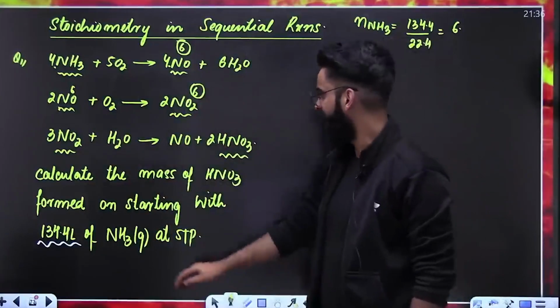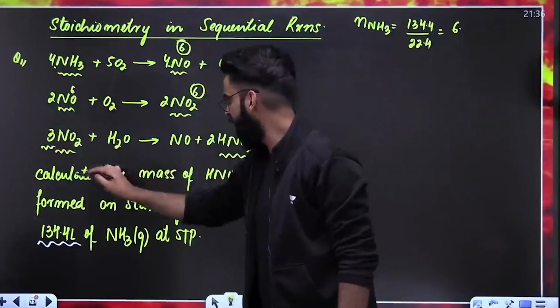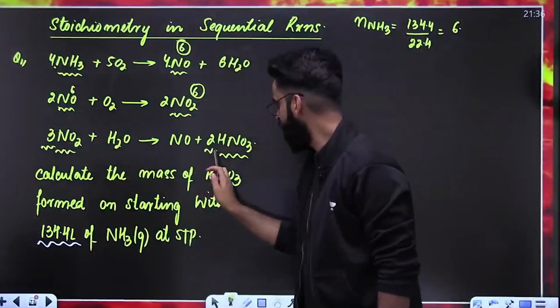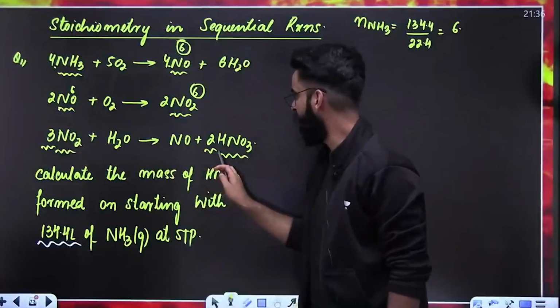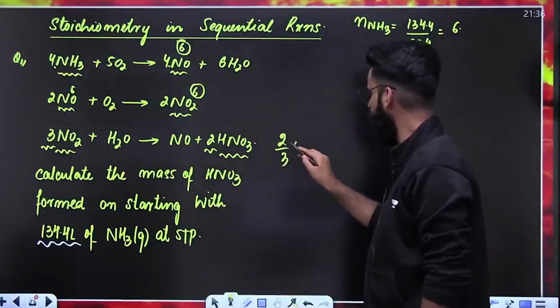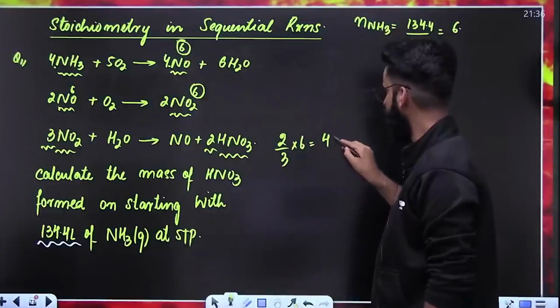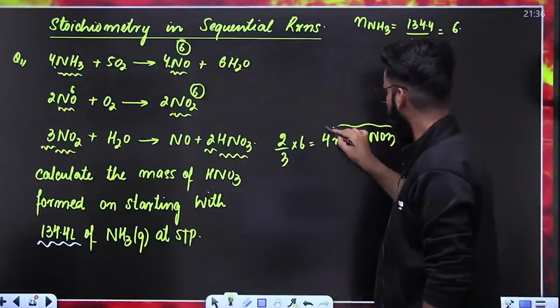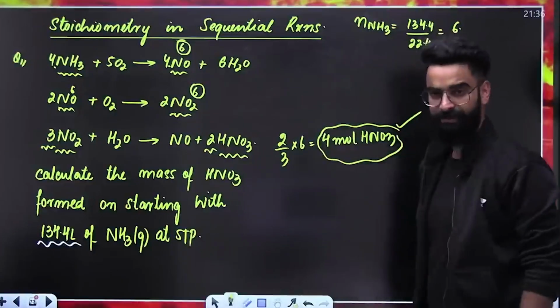Right? Have a look. Can I say 3 moles of NO2 gives 2 moles of HNO3? If 3 moles gives 2 moles, so 1 mole gives 2 by 3 moles. 6 moles will give 2 by 3 multiplied by 6. The value comes out to be 4. So 4 moles of HNO3 is being formed at the end.